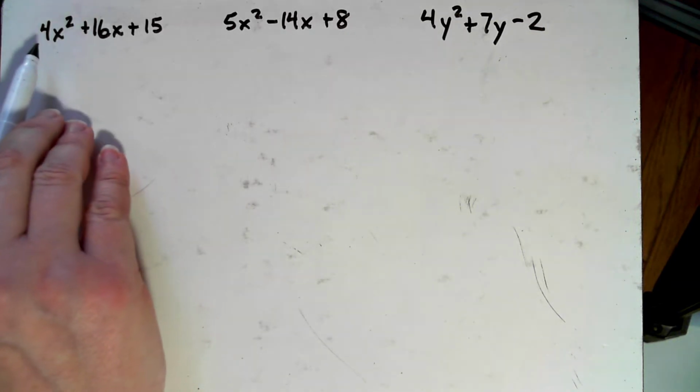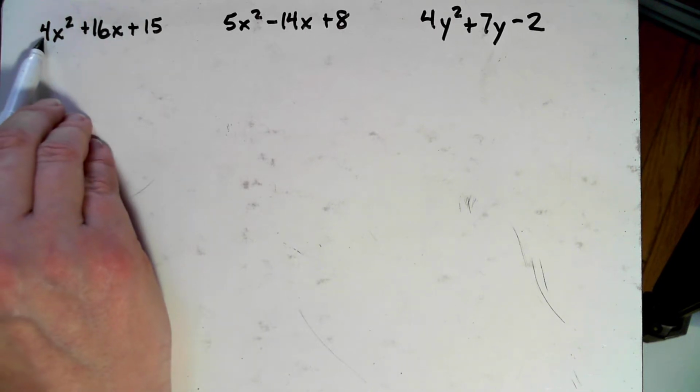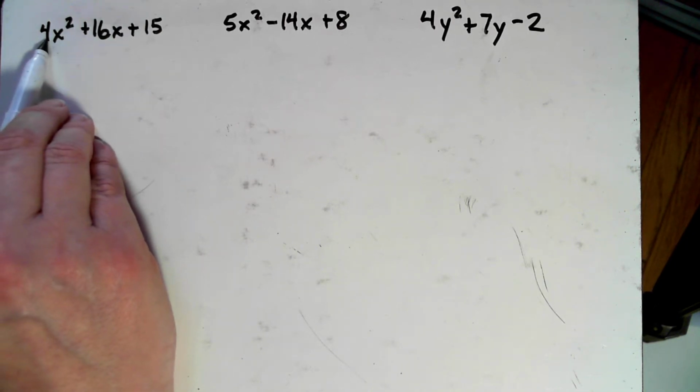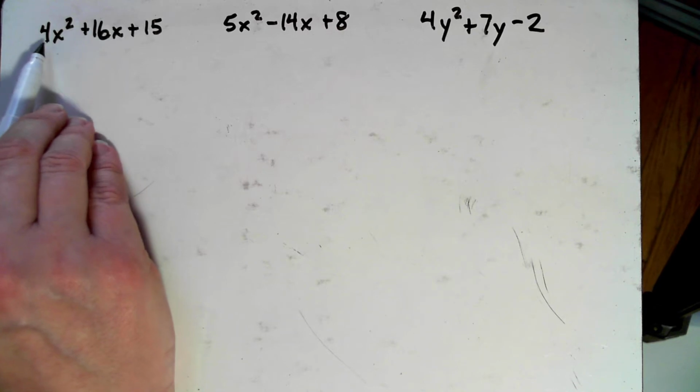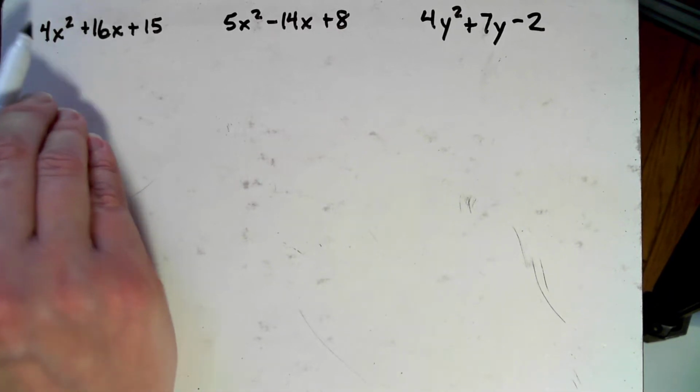Hello everyone, and welcome to a video where I'm going to explain how to factor quadratic trinomials where there is a leading coefficient other than 1. So you have a number in front of your x squared. Now there are lots of ways to do this, but this is my favorite way.